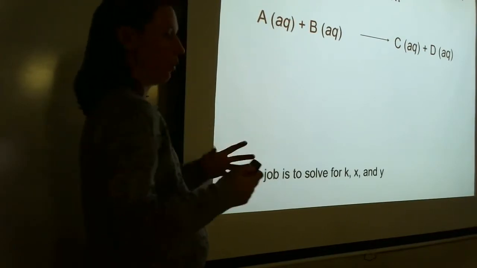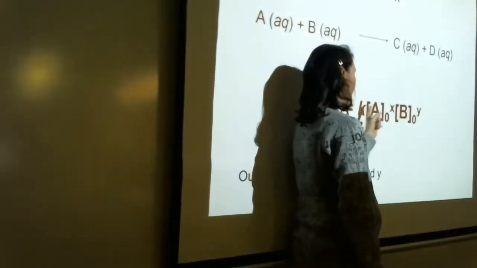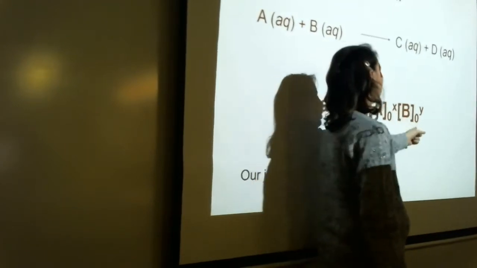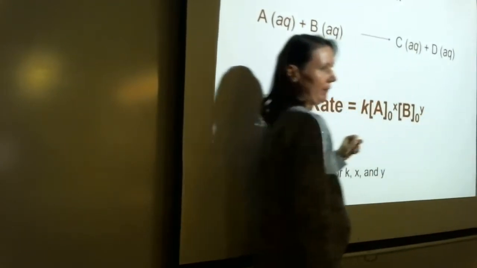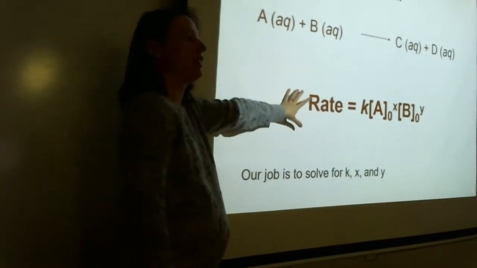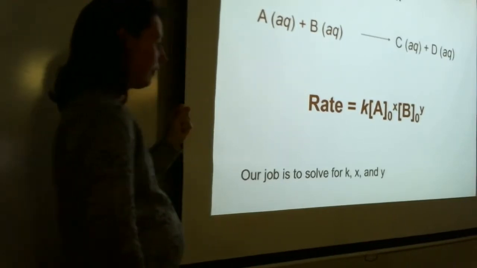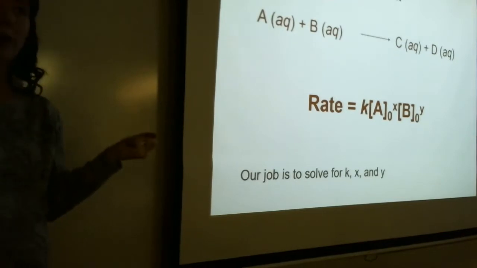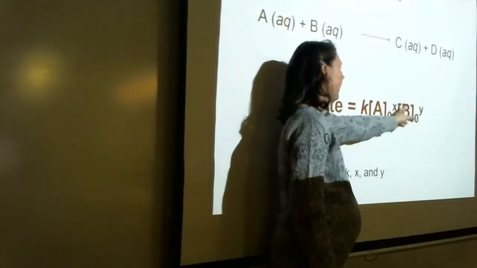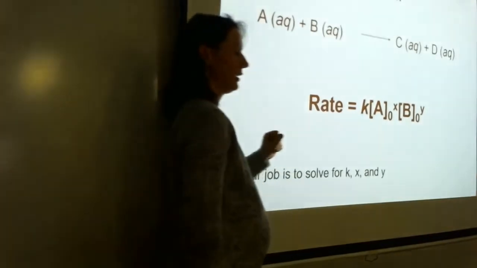So the generic format: rate is equal to k times the initial concentration of A to some exponent times the initial concentration of B to some exponent. This is the generic rate law. Now we need to figure out the specific rate law. That's our mission. That's where the method of initial rates is going to come in, and that will allow us to solve for x and y, which are going to be exponents, some number, and then that will allow us to solve for the rate constant k.